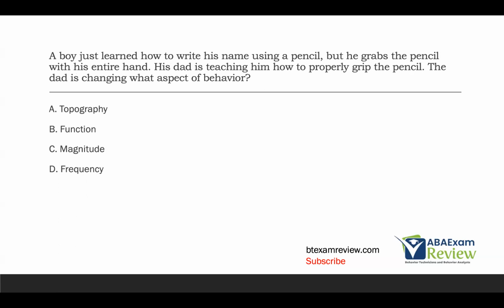I love this example when we're teaching topography and function and magnitude because it's very clear and easy to understand. A lot of kids, when they first start writing, will grab the pencil with their full fist and then write. So if they're writing their name, they'll grab the pencil with a full fist and write their name. So the function is correct because they are successfully writing their name.